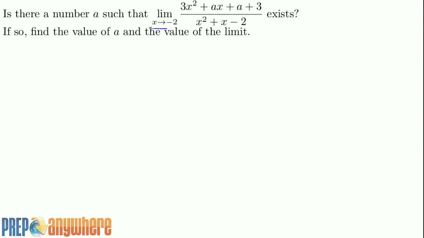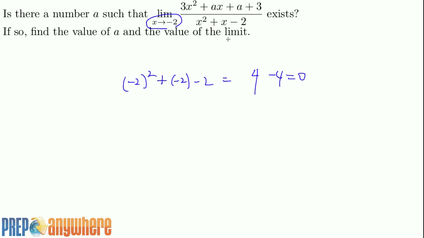Okay, let's first plug in x equals -2 at the bottom. The top, we cannot find out what that is exactly because it's got an a in it. The bottom, we get -2 squared plus -2 minus 2. That's 4 minus 4, so that gives you exactly the value of 0.